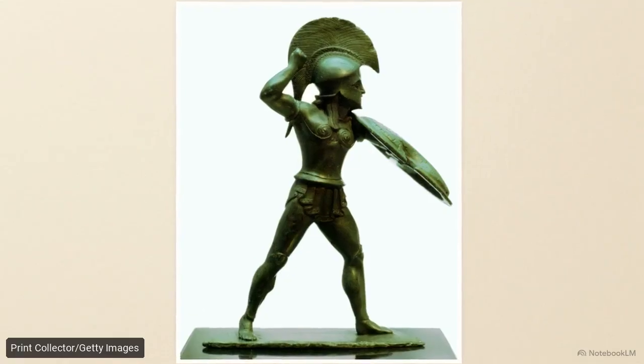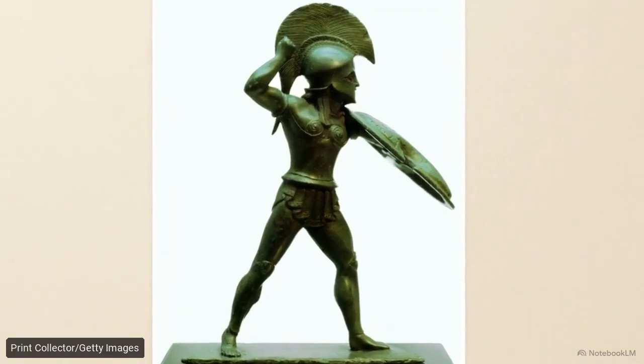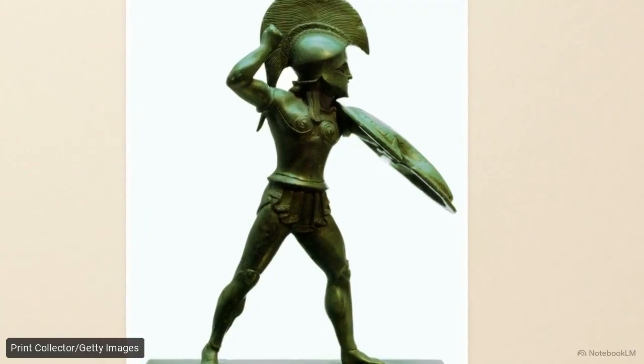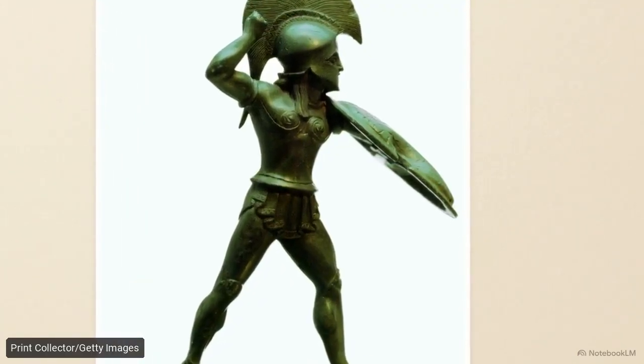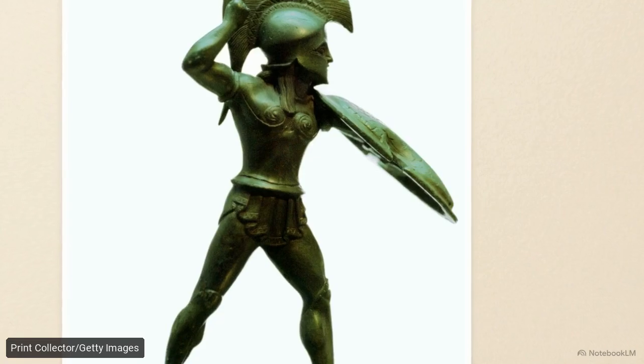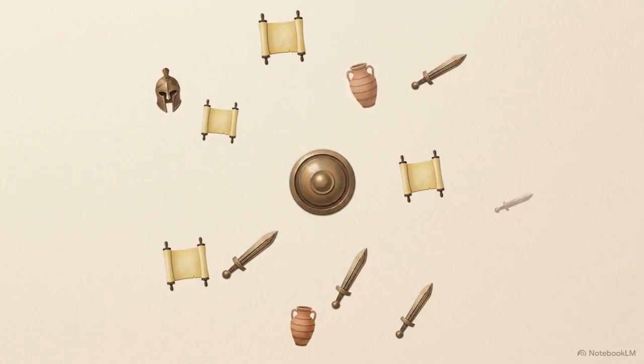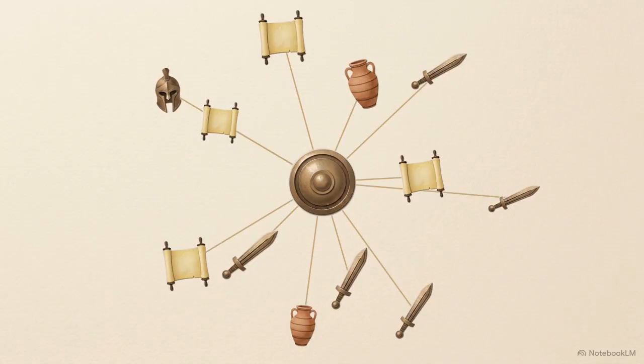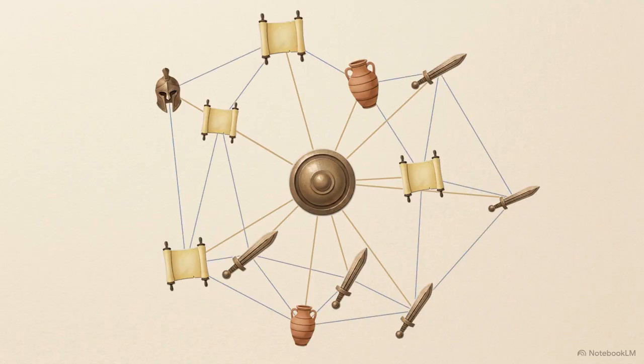You might find surviving fragments, like this bronze statuette. In history, we call these primary sources, direct physical links to the time period you're studying. While these individual pieces are essential, they don't explain the context surrounding them. To understand the story of a whole civilization, you need a way to connect these disconnected parts.